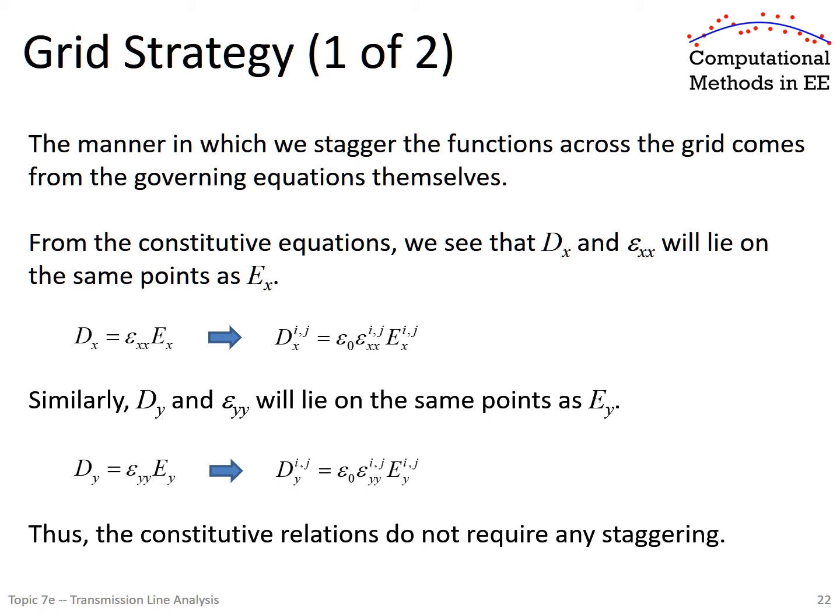We look at the other equation that has fallen out of our constitutive relation, Dy equals epsilon yy times Ey. Well, there's no derivatives here. We don't need to stagger anything, and so we conclude that the y component of D exists at the same point as the y component of E, which will exist at the same point as the yy tensor element of the permittivity. So far, it doesn't seem like we need any staggering, or at least nothing has told us that we need staggering. It turns out we will need staggering. It just won't come from these equations.